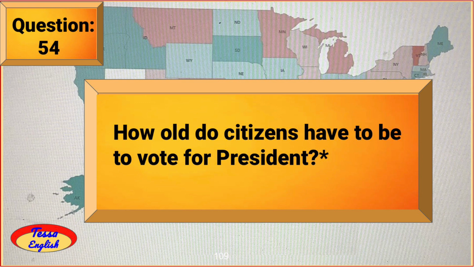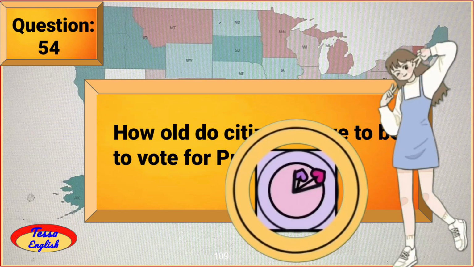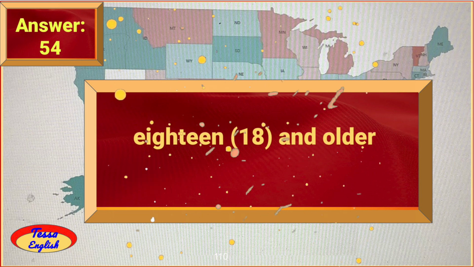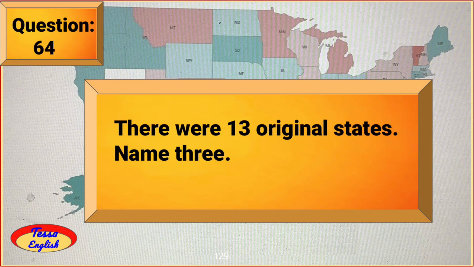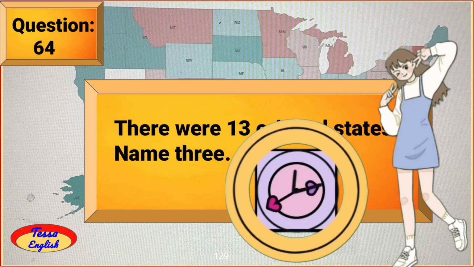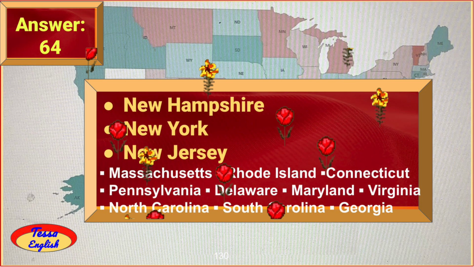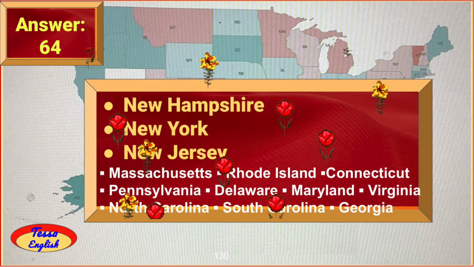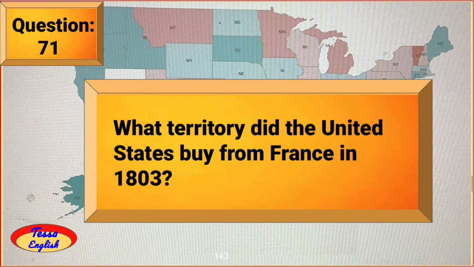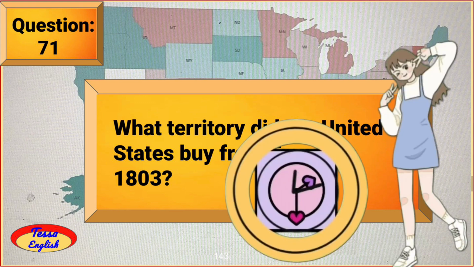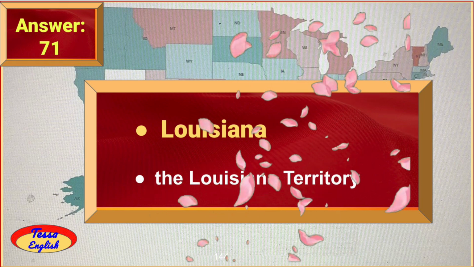How old do citizens have to be to vote for president? 18 and older. There were 13 original states. Name 3. New Hampshire, New York, New Jersey. What territory did the United States buy from France in 1803? Louisiana.